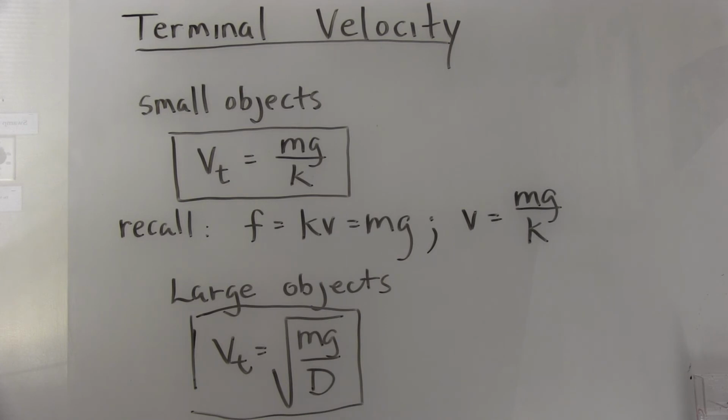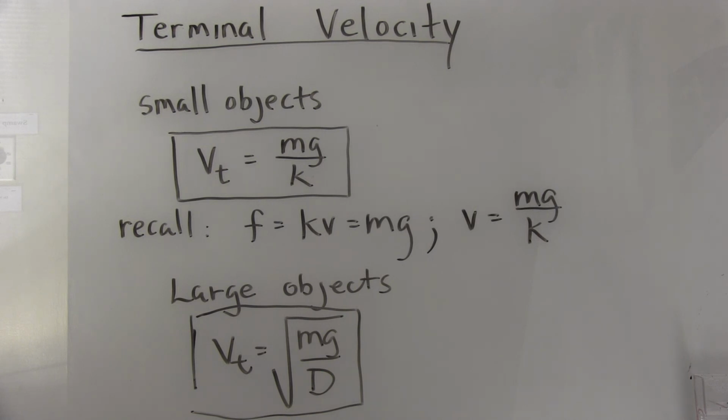Those equations are as follows. For small objects, the terminal velocity is going to be equal to the weight of the object divided by k, that constant of proportionality. And this is because, if you recall, the drag force, or the force of resistance, is going to be equal to kv. We are setting that equal to mg. Therefore, v is going to be equal to mg divided by k.